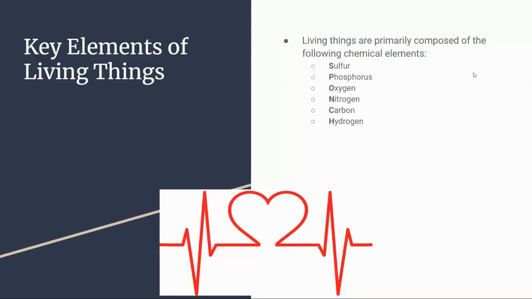All right, so the key elements to all living things. Living things are primarily composed of the following chemical elements: sulfur, phosphorus, oxygen, nitrogen, carbon, and hydrogen, or SPONCH, all right? So all living things primarily are composed of those elements.